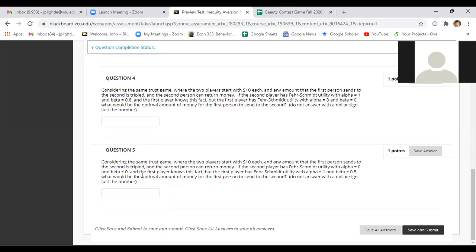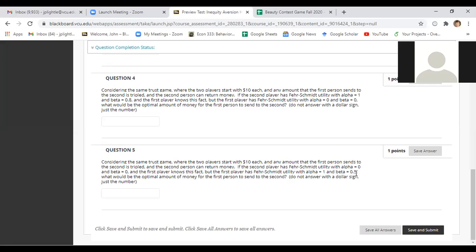Oh, by the way, look at question 5. Notice this. Please notice this. The second player's utility has changed in question 5. That's the only thing that's changed between 4 and 5. In question 5, the second player becomes a homo economicus. And the first player knows this fact. You may be confused by this fact, but wait a second. You're saying the first player has utility of alpha equals 1, beta equals 0.5. Does that mean the first player wants to send money to the second player even if they don't expect anything to come back? This is part of what I'm asking you about Fehr-Schmidt utility.